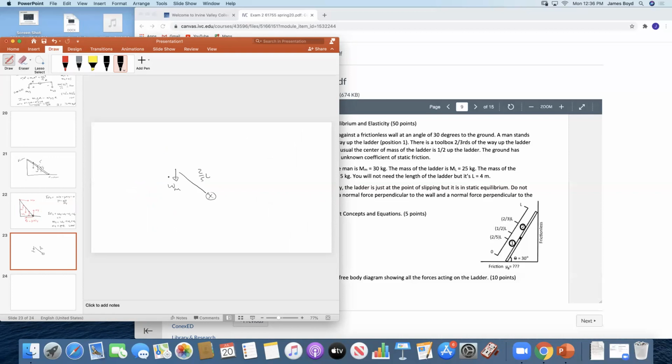I could do some weird, fun angle and try to figure out that this is my R and this is my force, where it's M of the man times g. But I don't need to do that because I know this angle. And so what I really want is, I know that for this R vector that's equal to 2/5 L, I have an Rx and I have an Ry, right?